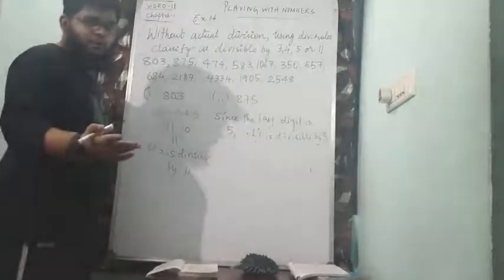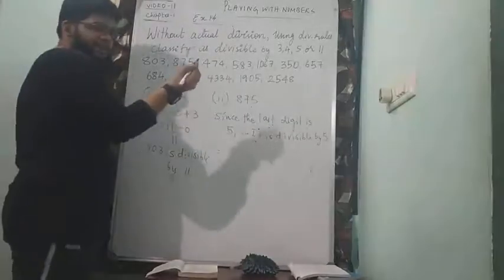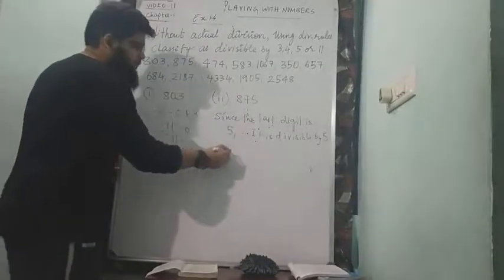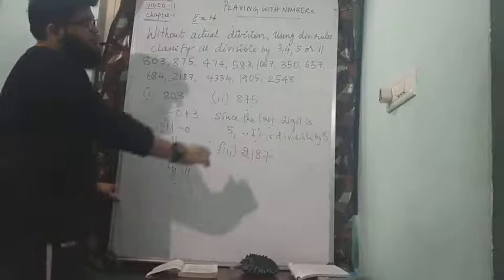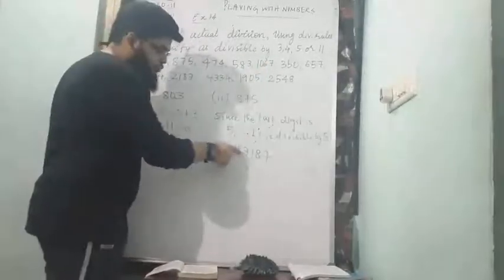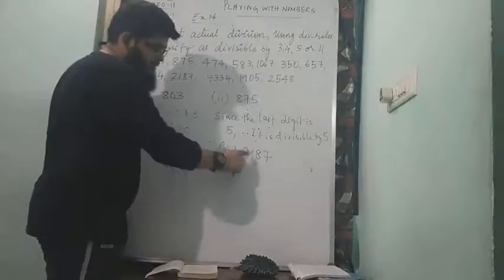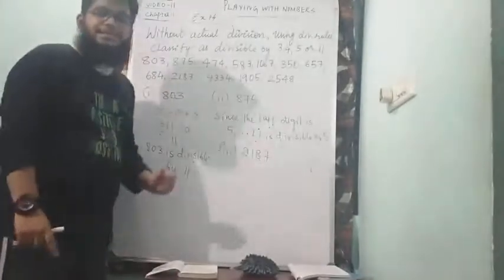Maybe should I try a 4 digit number? Let me try with 2187. Okay. 2187. Let me go by 3 first. Let me add all the numbers. 2 plus 1, 3. 3 plus 8: 9, 10, 11. 11 plus 7 is 18.